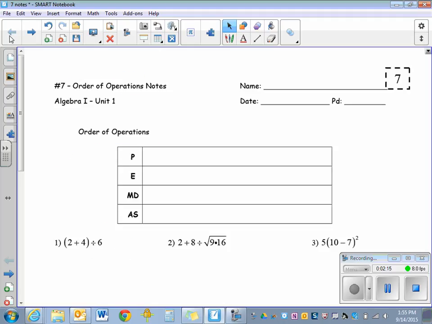So operations are things that we do to numbers. So we have addition, subtraction, multiplication, division. Those are the most common ones. But as you've seen since last class, we also have square root, cube root, we have absolute value. Those are all operations as well. Those are things we do to numbers to combine them together. All right. So the first letter we have in PEMDAS is parentheses.